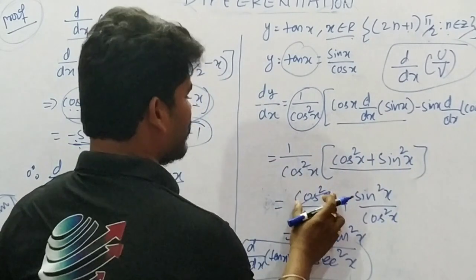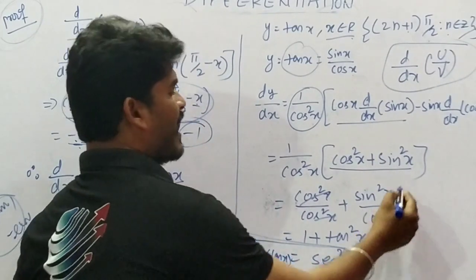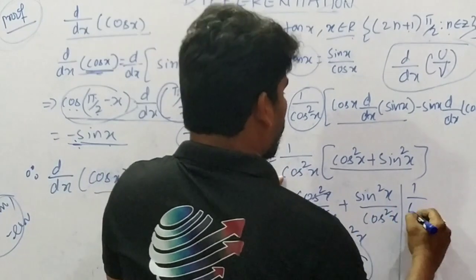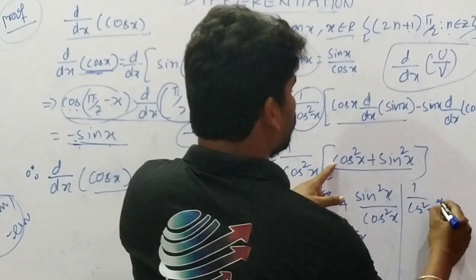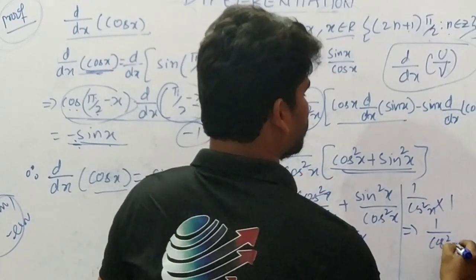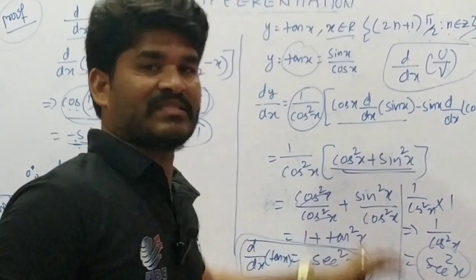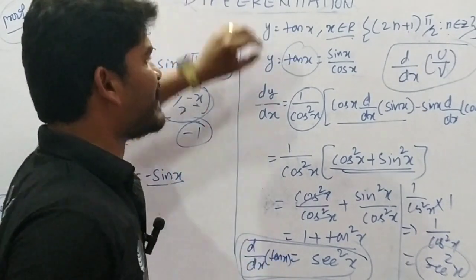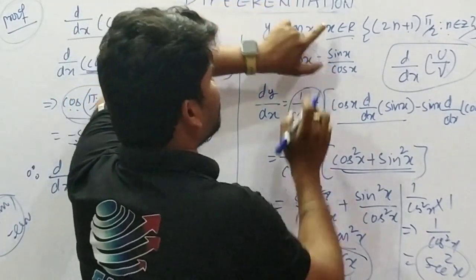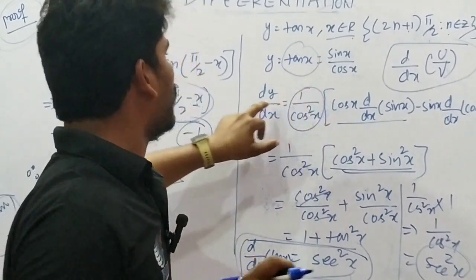In trigonometry, we apply the second identity, 1 plus tan square x. Therefore, dy by dx of tan x equals secant square x. In the same way, by the second method, 1 by cos square x into cos square x plus sin square x equals 1. We know that 1 by cos square x is the reciprocal, secant square x. So whenever we apply the differentiation of tan x, we get secant square of x. This is a very easy problem.